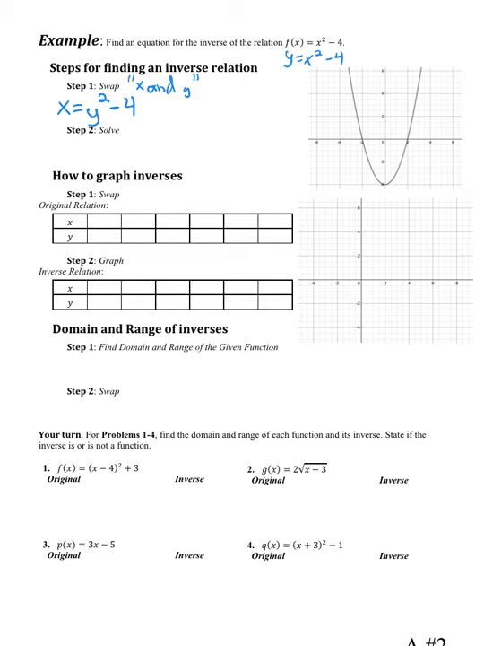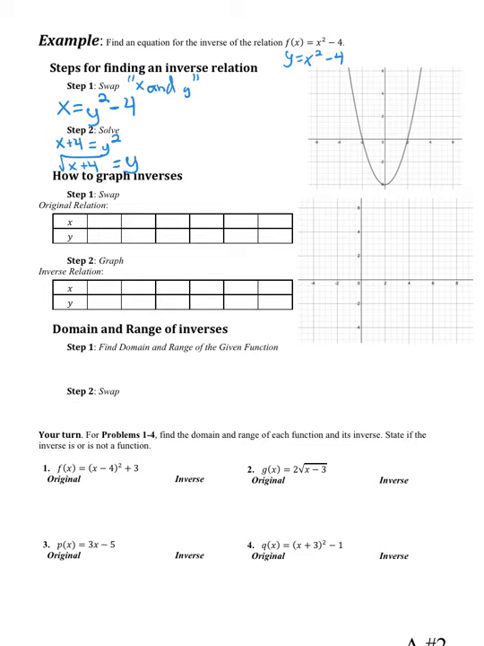First thing we're going to do is add 4 to both sides. So x plus 4 equals y squared. And then we square root both sides. And we get the square root of x plus 4 equals y. That's the idea here.